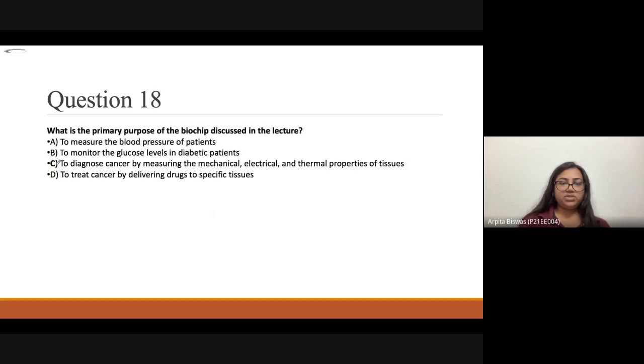So next we move toward question number 18. What is the primary purpose of the biochip discussed in the lecture? The first option is to measure the blood pressure of the patient, and the second option is to monitor the glucose level in diabetic patients. The third option is to diagnose cancer by measuring the mechanical, electrical, and thermal properties of tissue. And the fourth option is to treat cancer by delivering the drug to a specific tissue. So what is the right answer?